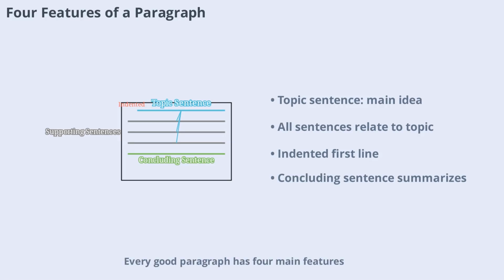Every good paragraph has 4 main features: a topic sentence that states the main idea, sentences that all relate to that topic, an indented first line, and a concluding sentence that brings the paragraph to a logical end. These features help your writing stay organized and easy to follow.